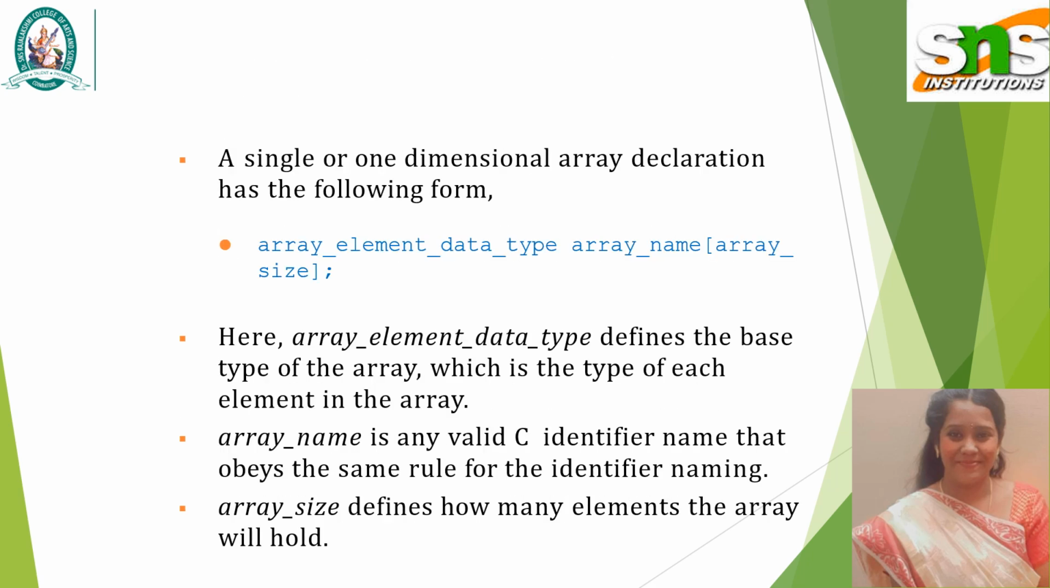A single dimensional array is an array that holds only a single value, that is, either a row or a column. There will be only one dimension in the array. That's why it is called an array. The array of a single data type is the base of the array, where each element is present in a single way. An array name is a valid C identifier that obeys the same rules of identifier naming. Array size defines how many elements the array must hold, depending upon whether it is single dimensional, two-dimensional or multidimensional.